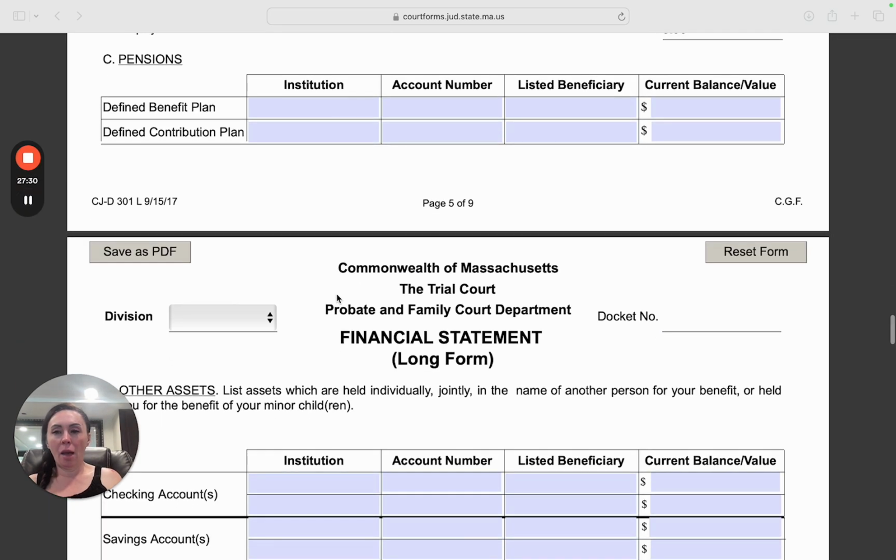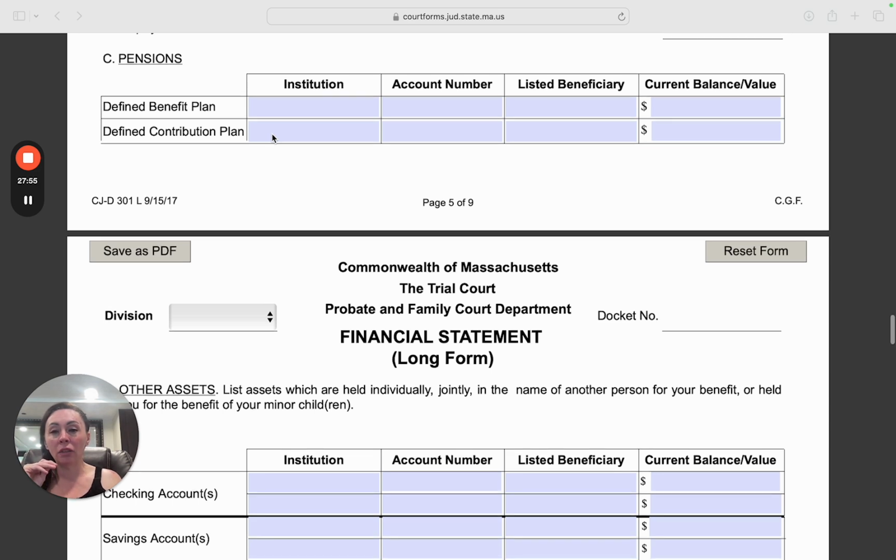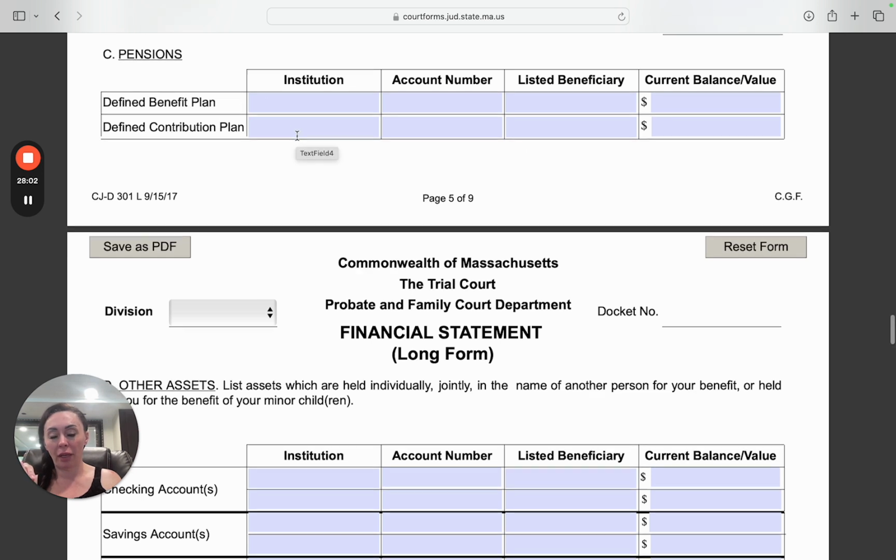All right. Pensions. Now, this is confusing, and this is important. I think that this is sort of a hiccup again on this trial court form, but a defined benefit plan is a pension. A defined contribution plan is not. A 401k is a type of defined contribution plan. If you have a pension, it's going to get listed under defined benefit plan.